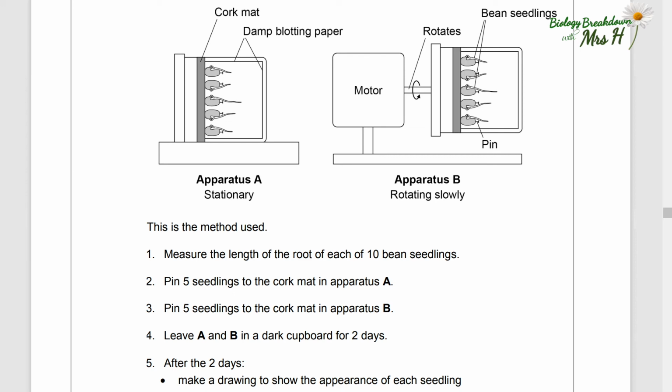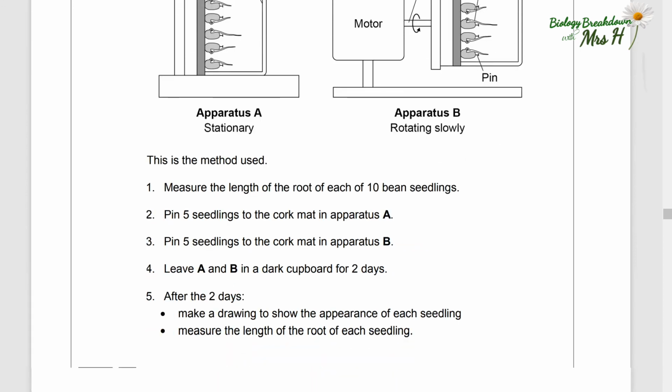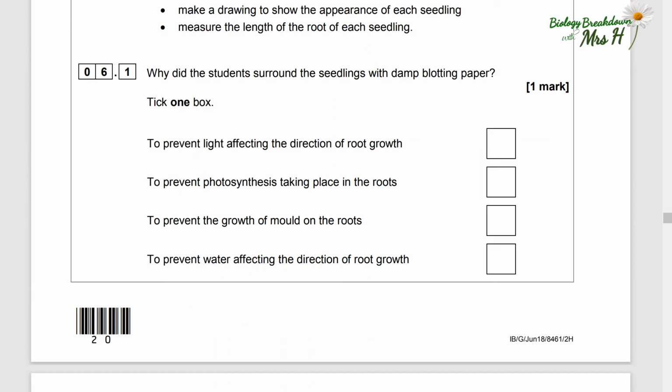After 2 days, make a drawing to show the appearance of each seedling and measure the length of the root of each seedling. Okay. Why did the students surround the seedlings with damp blotting paper? Tick 1 box. To prevent light affecting the direction of root growth. Well, it's not that one, is it? Because if you think about it, roots grow underground, so they do not depend on light anyway, so it's not going to be that one.